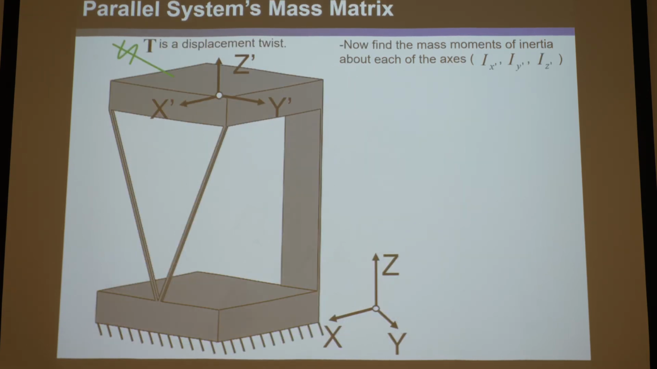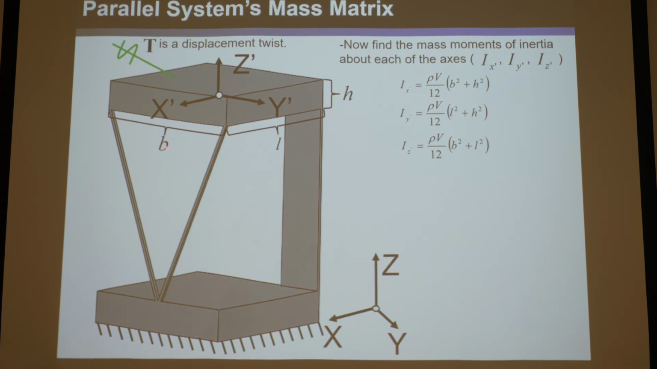So let's then find these mass moments of inertia. Let's find Ix prime, Iy prime, and Iz prime. So here's the stage. Let's say this is B, that's L, and this is H. And so we would know Ix prime, Iy prime, Iz prime are these different things. You can look at those. Remember, you can memorize those equations.